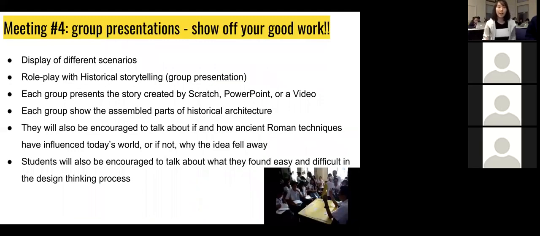And for the last part, they will do the group presentation, and they will role play different historical storytelling, and each group will also present their storyboard created by different software systems. And students will also be encouraged to talk about what they found easy and difficult in the design thinking process. This is basically our presentation. That's excellent. Thank you.